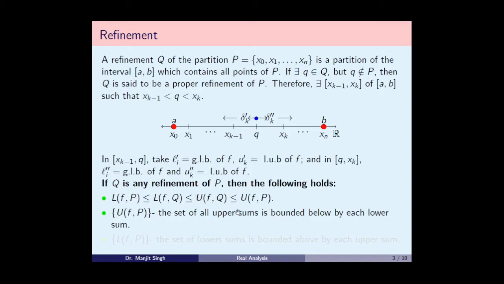So the set of all upper sums is bounded below by each lower sum, and in the same way the set of all lower sums is bounded above by each upper sum. You can see that this is the arrangement. This inequality implies that a lower sum cannot exceed any upper sum. Using this concept, we define the upper and lower integral.